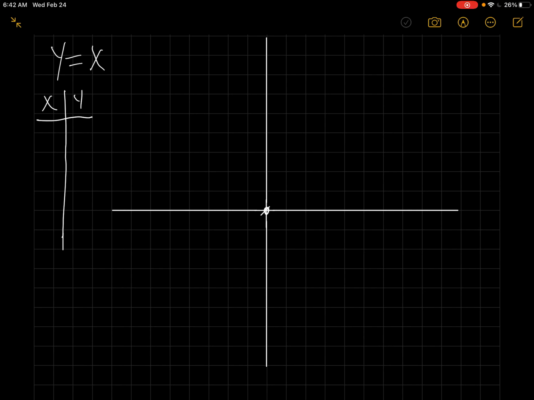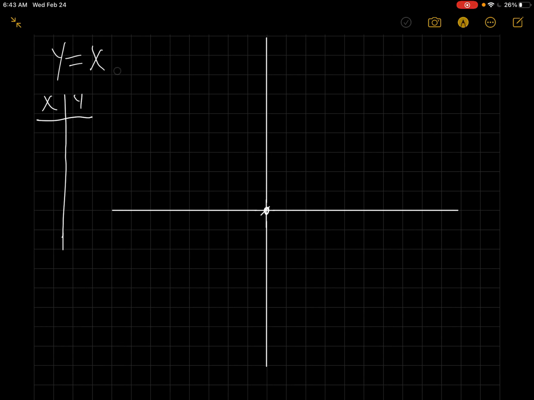So the definition of a function is for every input, you get one and only one output. What that is essentially saying is that for every x value that you plug in, you should only get one y value. So if I were to plug in 0 into a function, or 1, or any number for x, you should get only one y value. You should not get more than one y value.